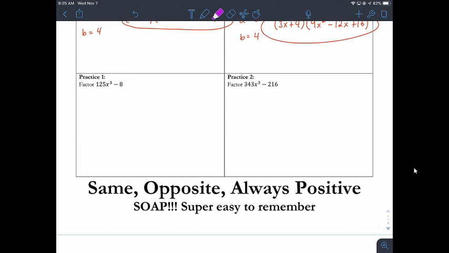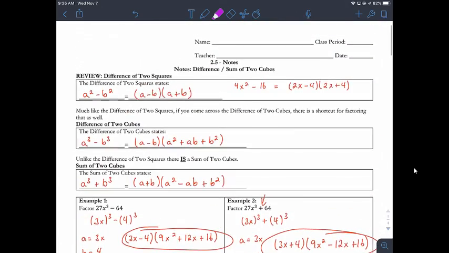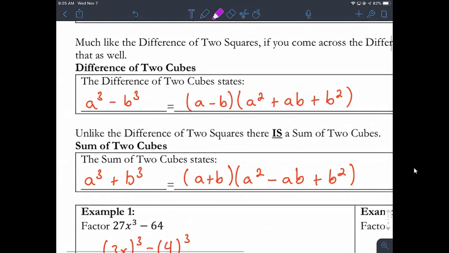You don't need to remember a song. You don't need to remember anything crazy. All you need to remember is what you bathe with every night, soap. So same, opposite, always positive. And what that means is, if we go back to the difference of two cubes and the sum of two cubes, we've got a minus sign in the difference of two cubes. So we've got the same sign, the opposite sign, and then always positive. Same, opposite, always positive.